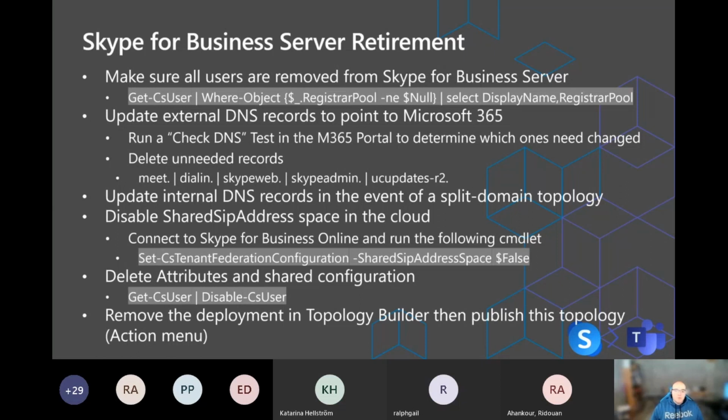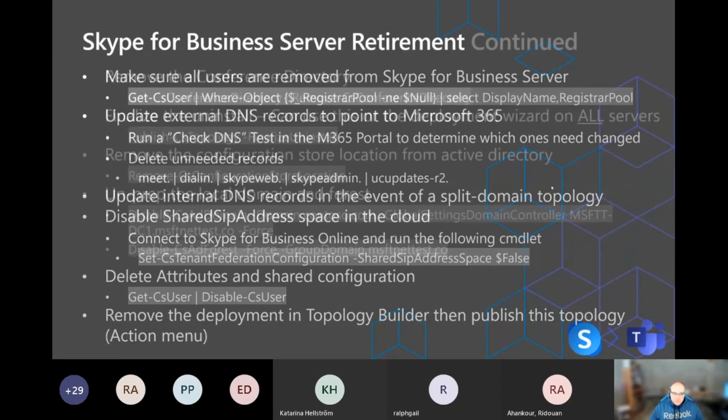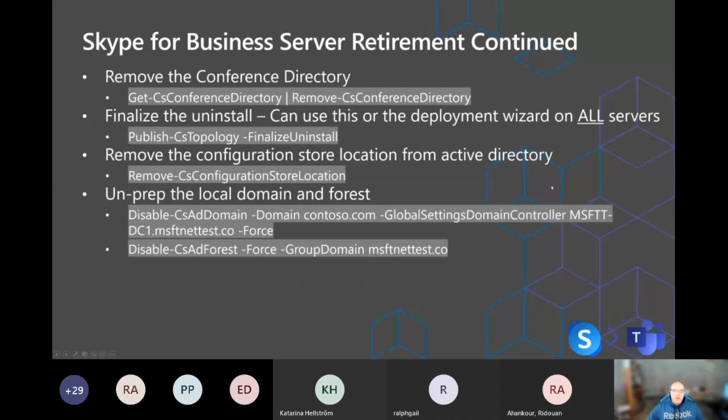After that is done, you are going to open Topology Builder, remove the deployment, and publish the topology. And that is an option under the Action menu of Topology Builder. Now, after you publish the topology, you do need to remove the conference directory. So just do a Get-CsConferenceDirectory | Remove-CsConferenceDirectory, and then finalize the install.